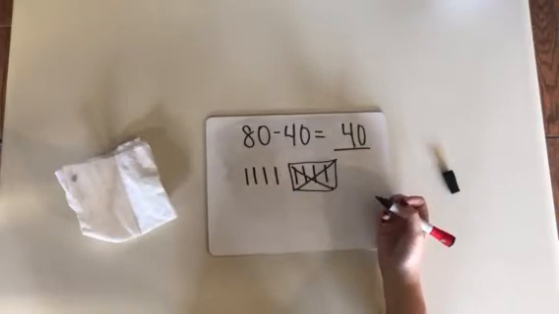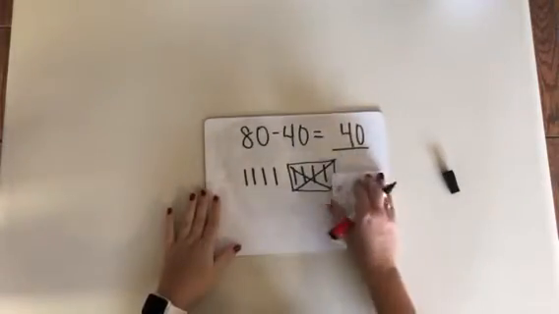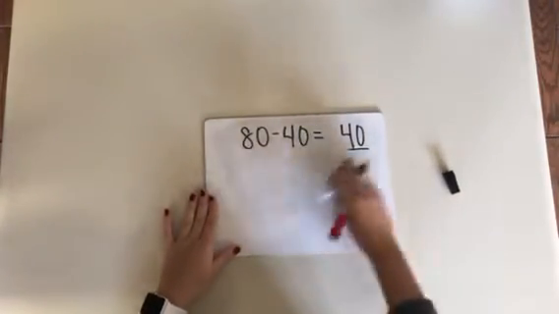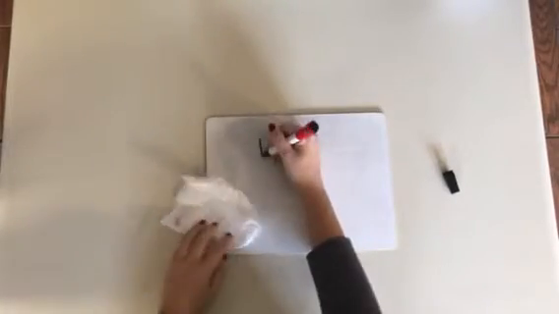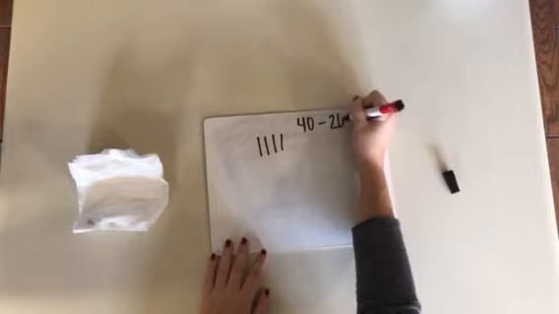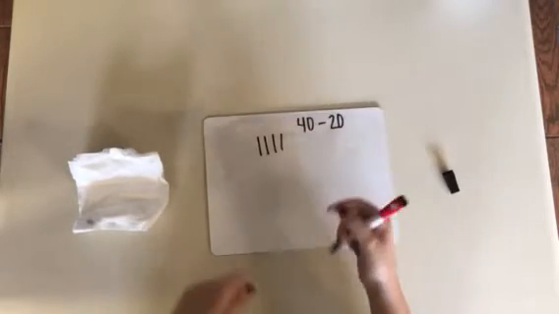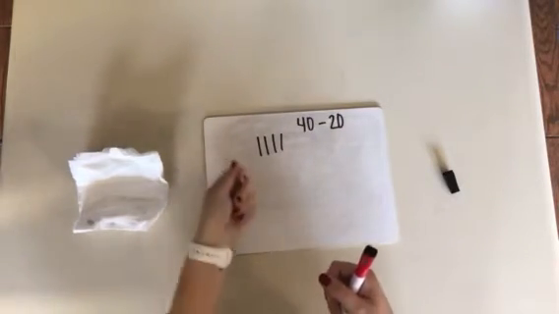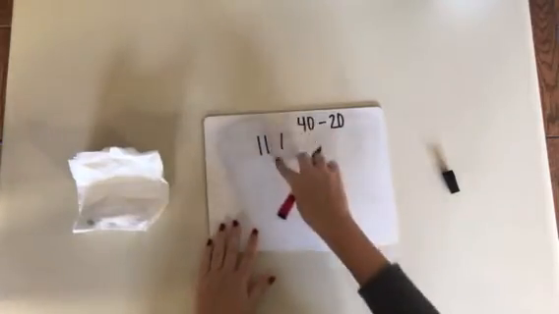Another way students can practice this concept is using manipulatives. So instead of drawing out the 10 sticks, for 40 minus 20, you could use the base 10 sticks and then they could place them out and then take 2 away.